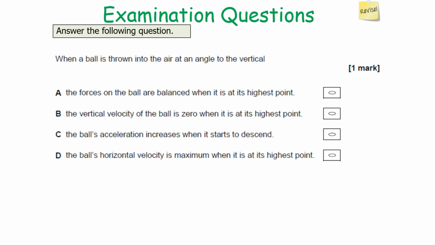When a ball is thrown into the air at an angle to the vertical, which of the following is true? So pause your video now, then unpause the video when you want to go through your answer.